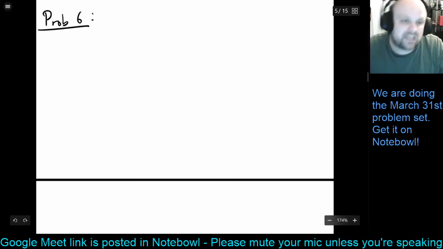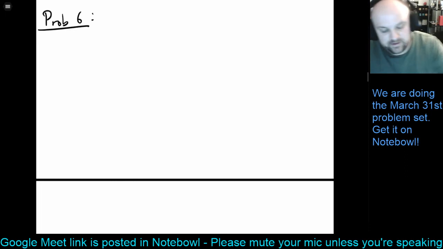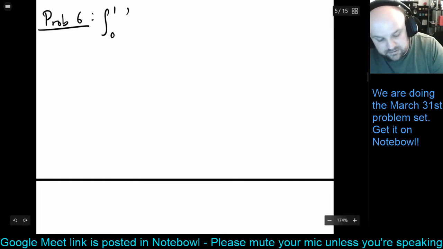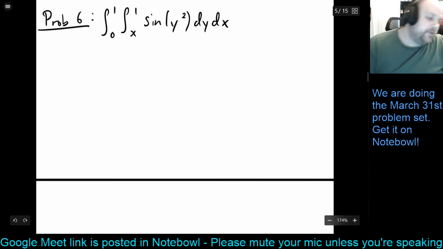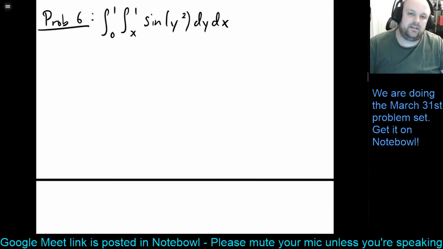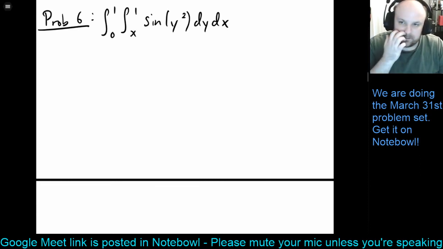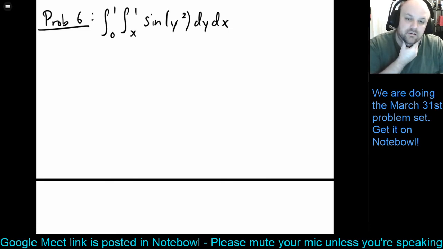I think we'll actually compute this one. So we have this integral from 0 to 1, from x to 1, of sine of y squared dy dx. This problem has a very important thing to it. Looking at it as is, there's no way we could compute this. There's no way to integrate sine of y squared. So what do we do?